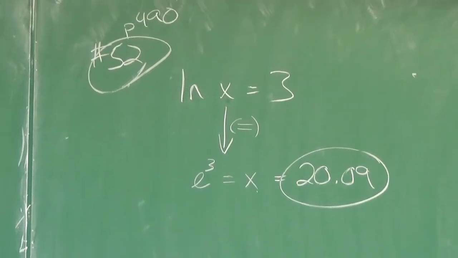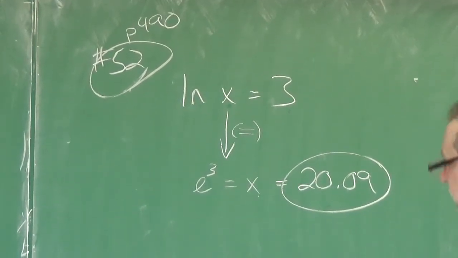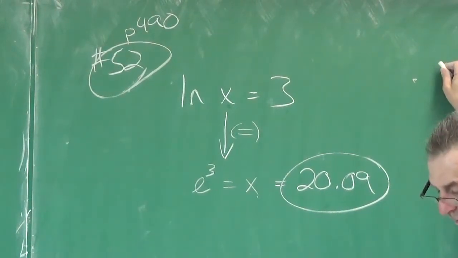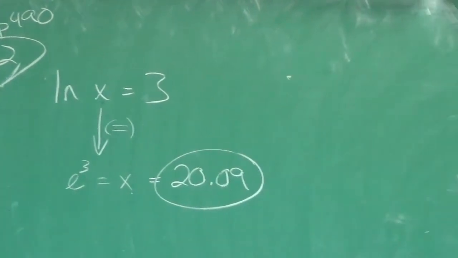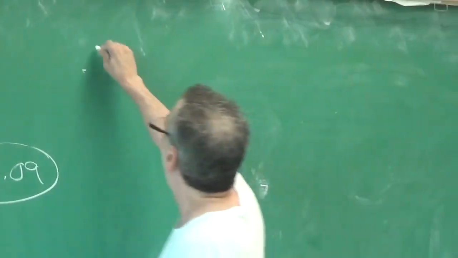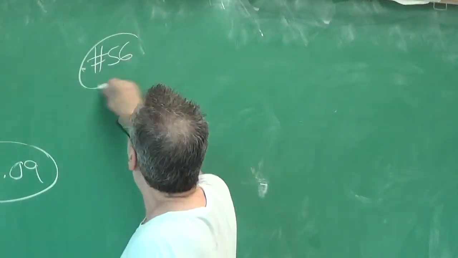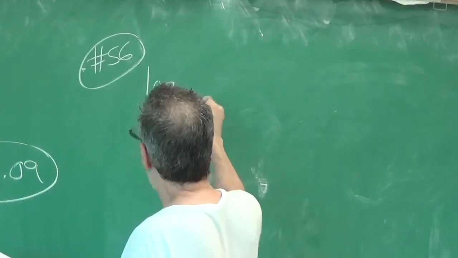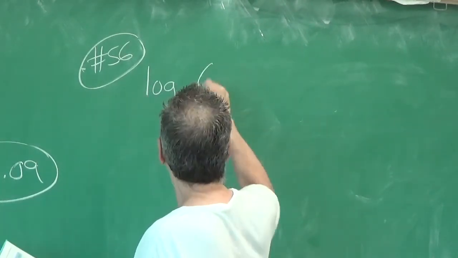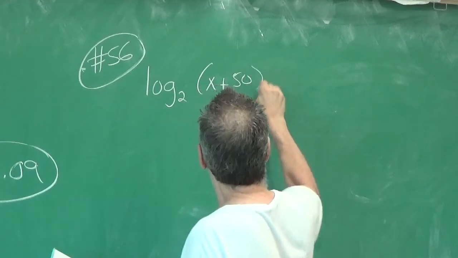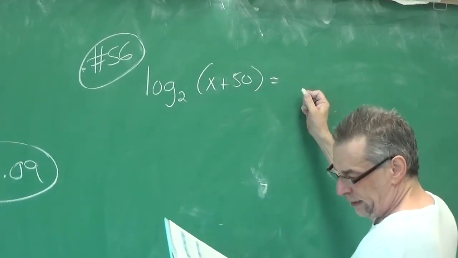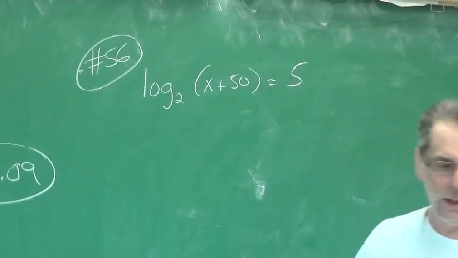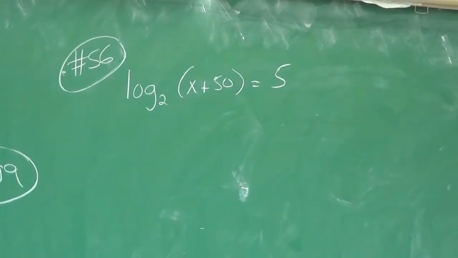Let's look at another one, a little bit more involved. Number 56. Let's look at number 56. Is that the one? Yes. 56 is another logarithmic equation. Logarithm base 2 of x plus 50 equals 5.